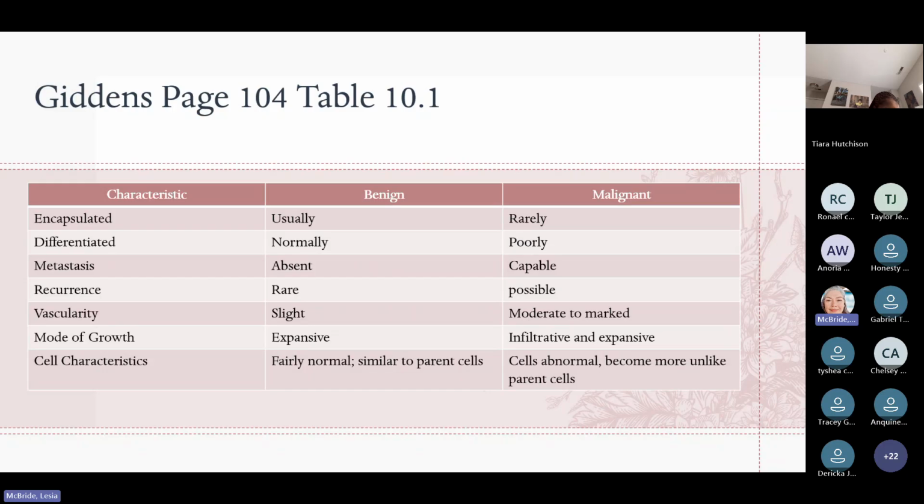So we have different characteristics of our cancers or our cells. If the cancer itself is encapsulated, it easily moves.